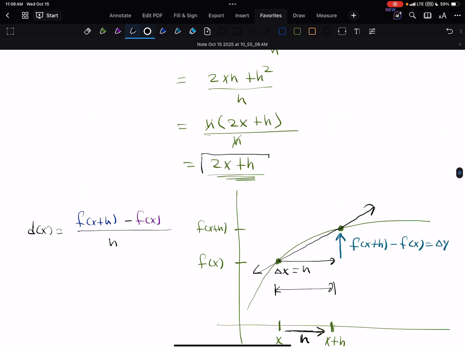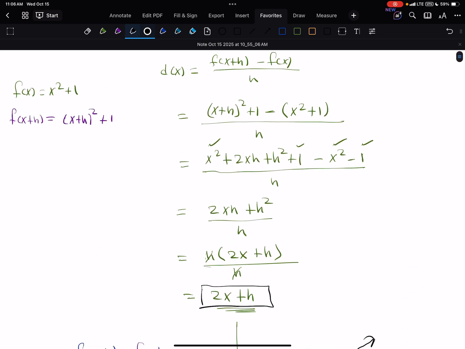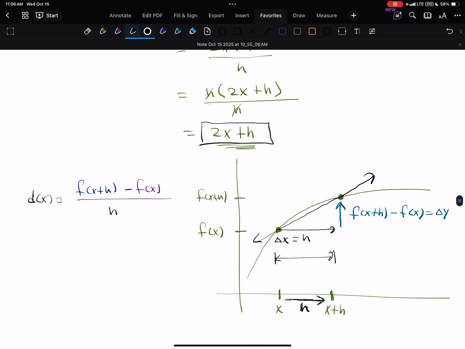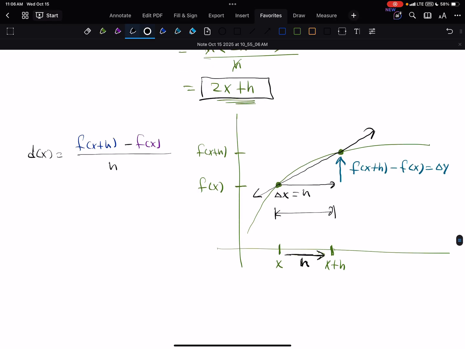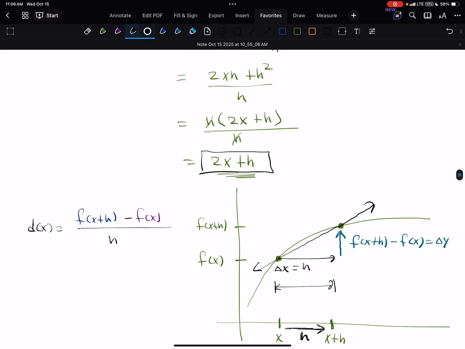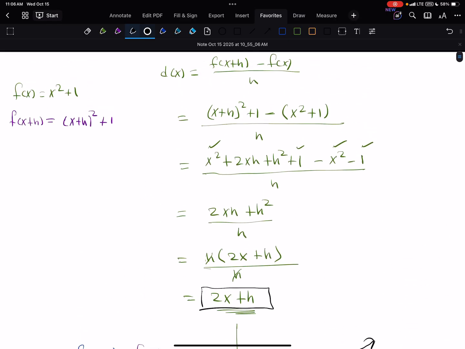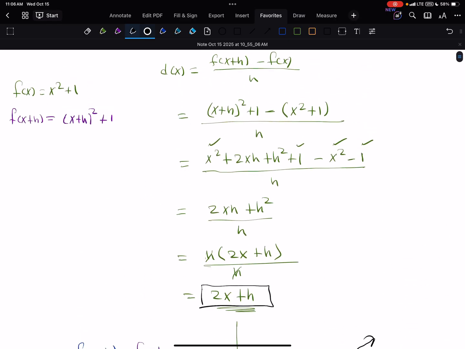Right now, you're just responsible for being able to evaluate this difference quotient and find the 2x plus h. But to be honest, the algebra of this is mechanically the hard part of finding these derivatives. Conceptually, the hard part is conceiving of this instantaneous slope at this one point. But mechanically, the hard part is actually evaluating this difference quotient accurately.